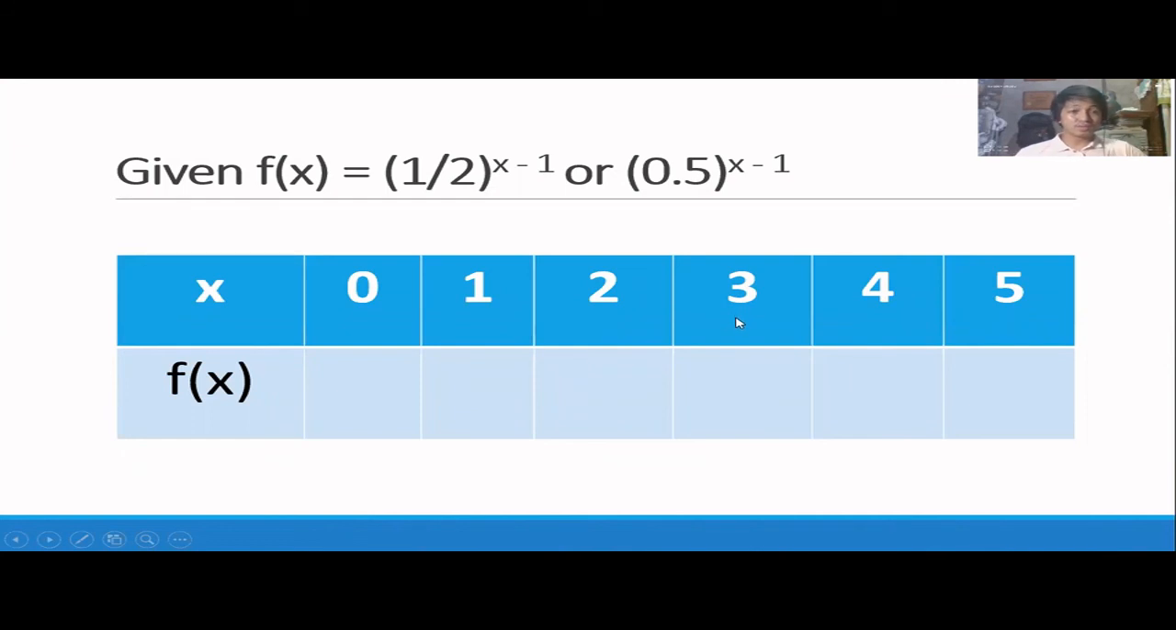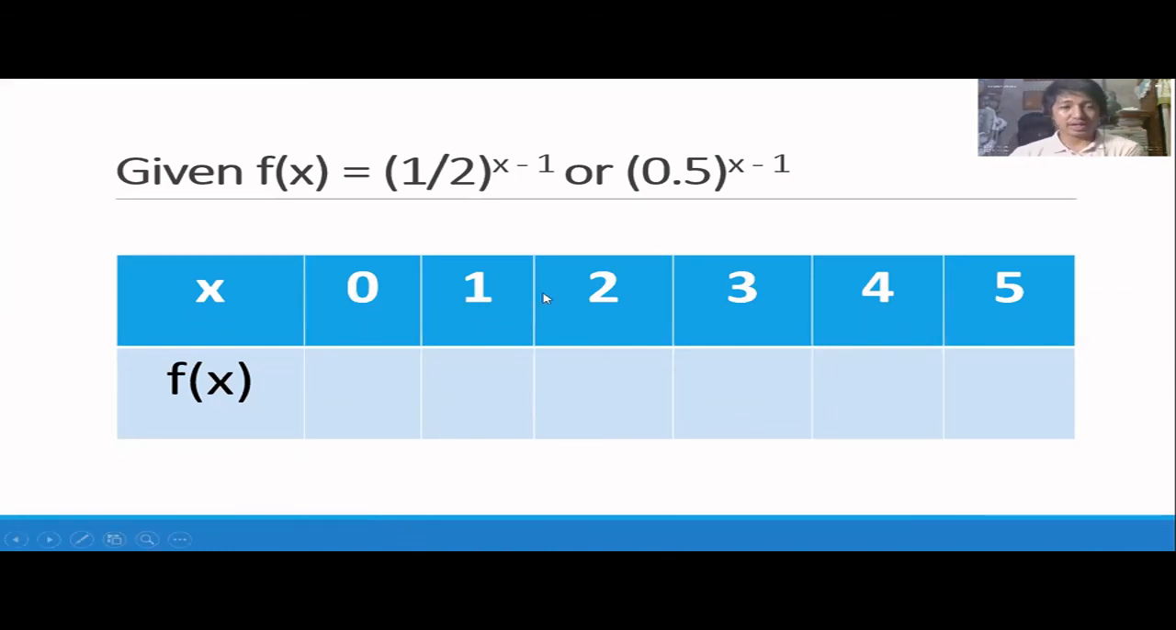and so example number 2. So if we have an exponential function, the quantity 1/2 raised to x minus 1, or the quantity 0.5 raised to x minus 1. I highly suggest, if you're going to compute exponential function, or we are going to represent it, it is better to change the fraction into decimal form para mas madali siya i-compute as well as mas madali siya i-graph.